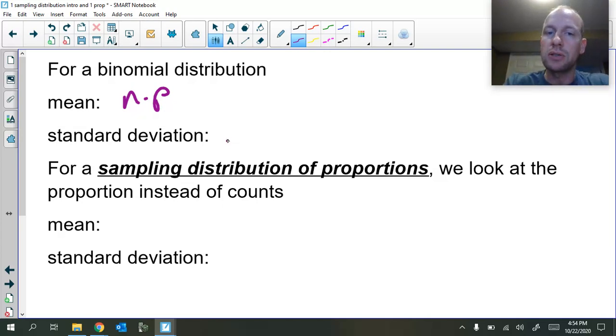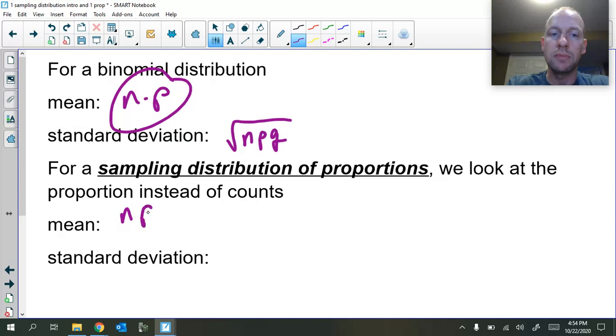And the standard deviation, a little bit more math on that, led to square root of NPQ. So when we transition from binomial to proportion distributions, all we're really doing is changing it from counts to proportions. So grab this mean, NP, and divide it by N. Sweet. The expected value is P. And that's not a big surprise, but here's what's really cool.